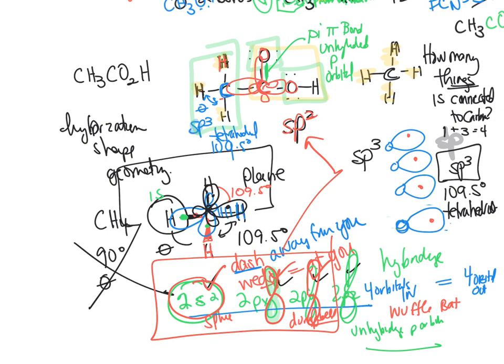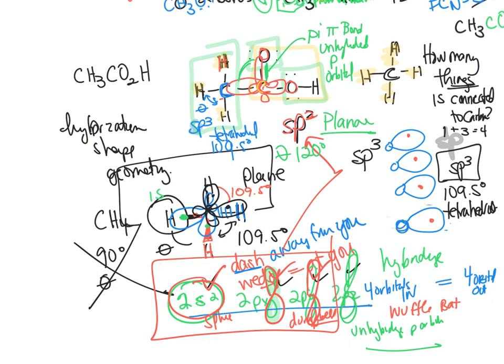This happens to be planar, so it's flat as a piece of paper. So there's no dashes and no wedges, not on something that's planar, it's flat. There's nothing coming at you, there's nothing going back. And each one of these bond angles, the dihedral, is 120 degrees.